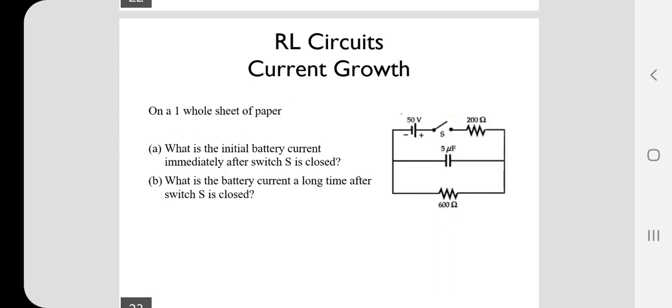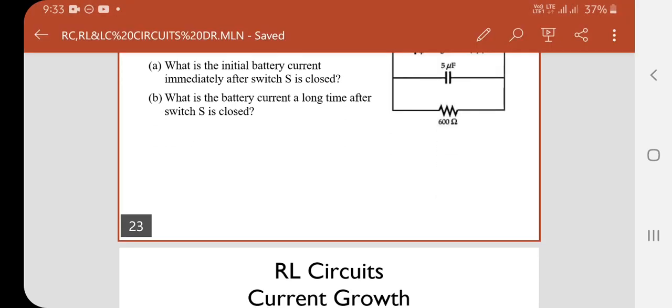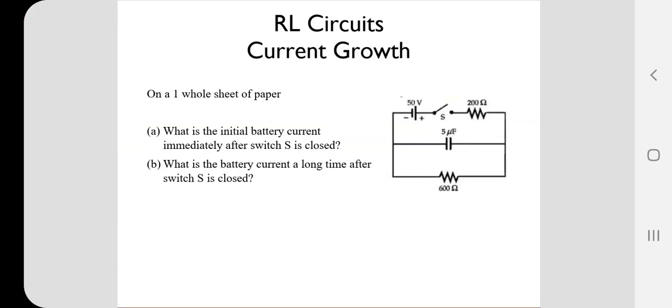And we will come to the RL circuit, current growth. Here this circuit has a capacitance and two resistors, with one capacitor. What is the initial battery current immediately after switch S is closed, and what is the battery current a long time after the switch S is closed? These two I already gave in the previous video lectures, so we have to go through that and solve the problem.